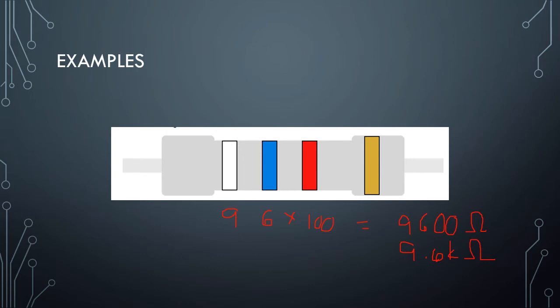So we have here 9,600. So for our tolerance, we have 9,600.